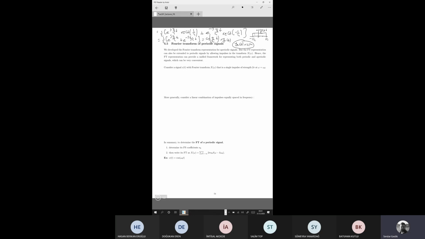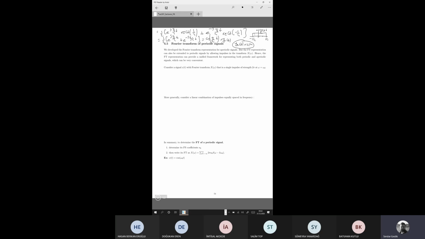So as the second section, we have the Fourier transform of periodic signals. Well, remember that we have seen that periodic signals, if they satisfy some properties, can be written in the form of Fourier series coefficients, and this was the Fourier series expansion. Now we will see that if impulses are allowed in the transform X of omega, you can represent periodic signals in the Fourier domain as well. And in this way, the Fourier transform is a tool that you can use to represent both periodic and aperiodic signals.